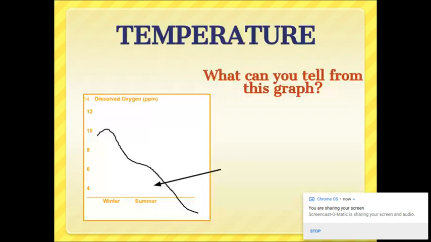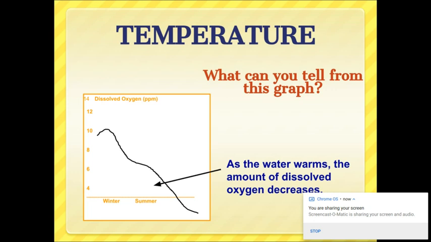In your head, try to make a sentence of this. As the water warms, what happens? Well, hopefully you're thinking that as the water warms, the amount of dissolved oxygen actually decreases.